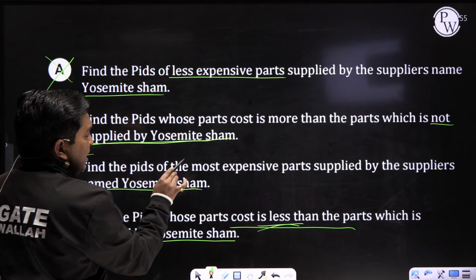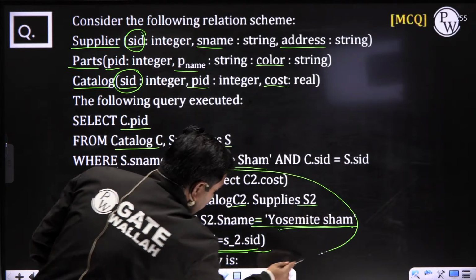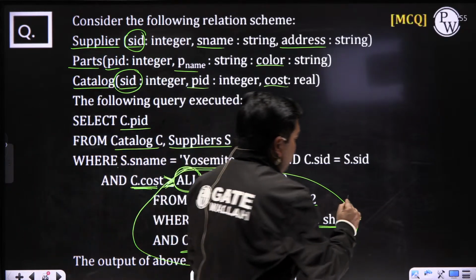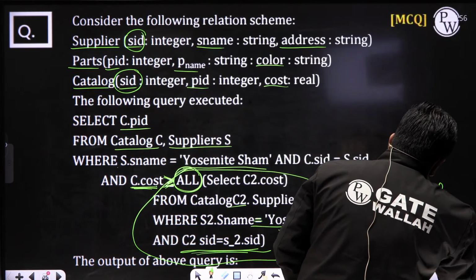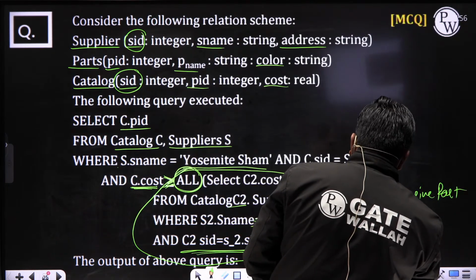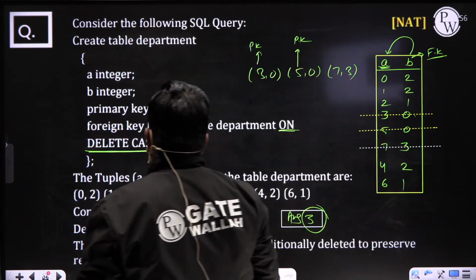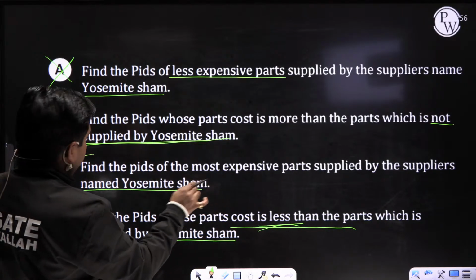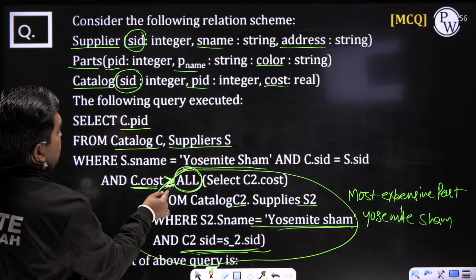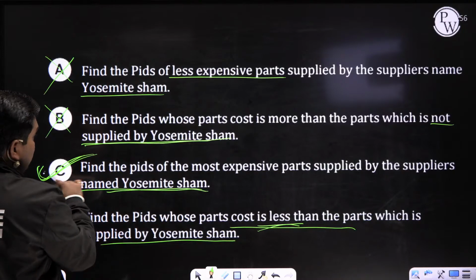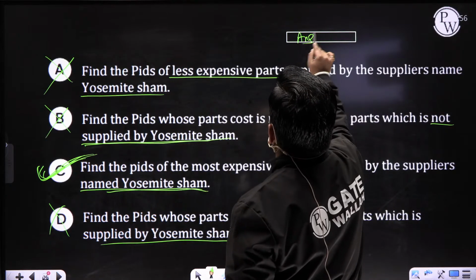Now read. Find the PID of the most expensive part. Yes, the inner query will give, my dear. What does the inner query give? Most expensive parts supplied by Yosmith. Supplied by Yosmith, yes or no? More than that. Clear? Greater or equal. PID. So here C is the correct answer for this question. Hope you get it.